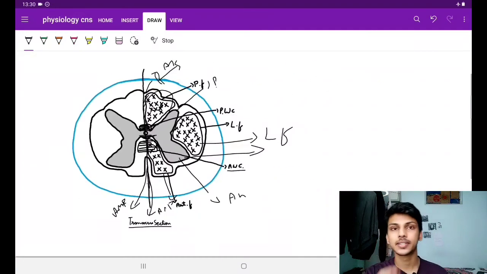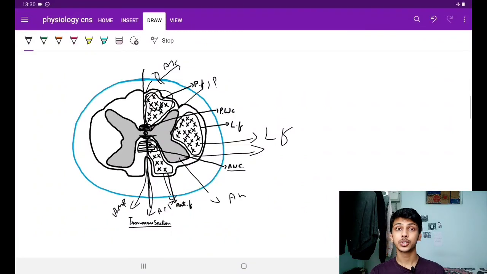Why are we studying this, guys? Basically, when you get into the tracts, you should have an idea of the laminae and the nerve fibers, where they end, what happens in the dorsal root ganglion, how is the flow of the cerebrospinal fluid. We'll be studying all of them in detail.